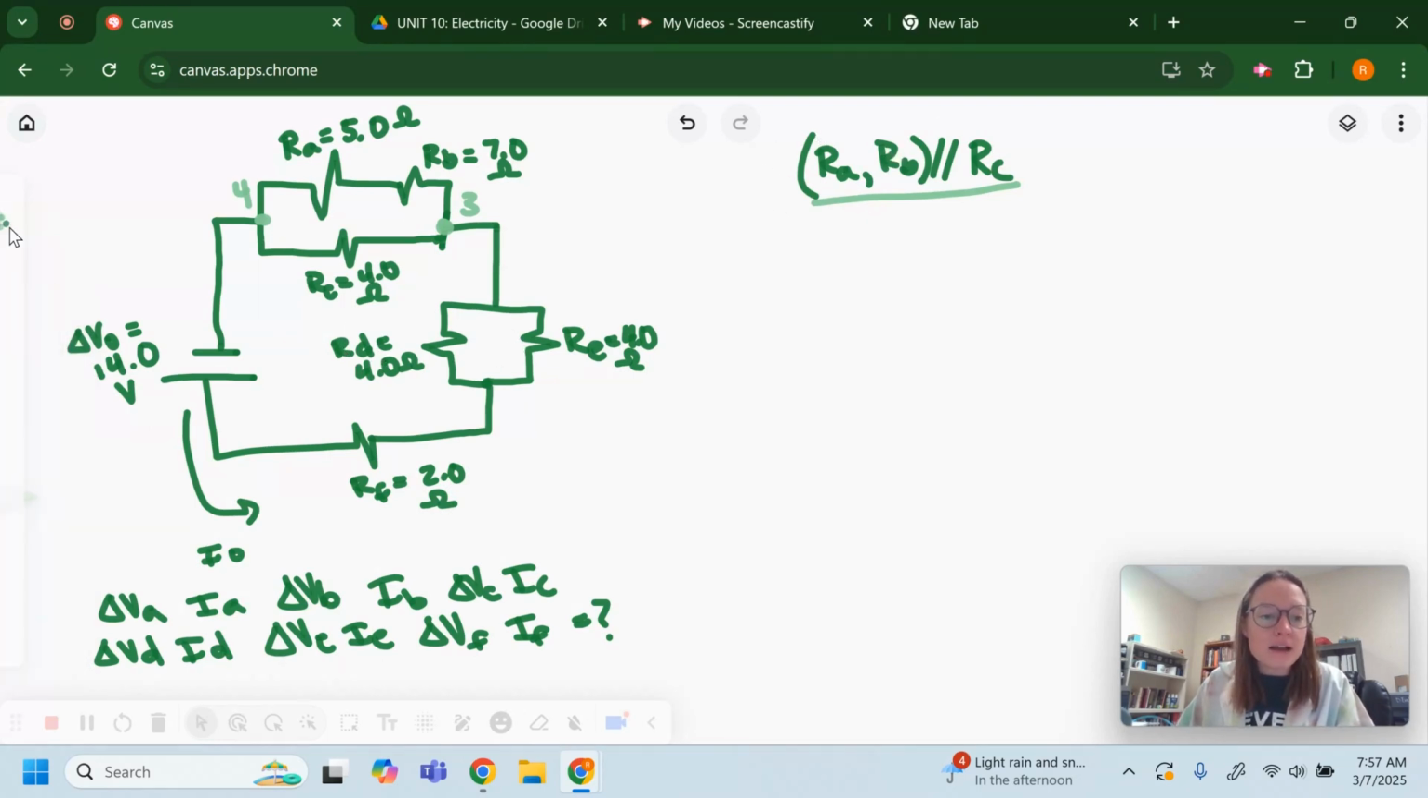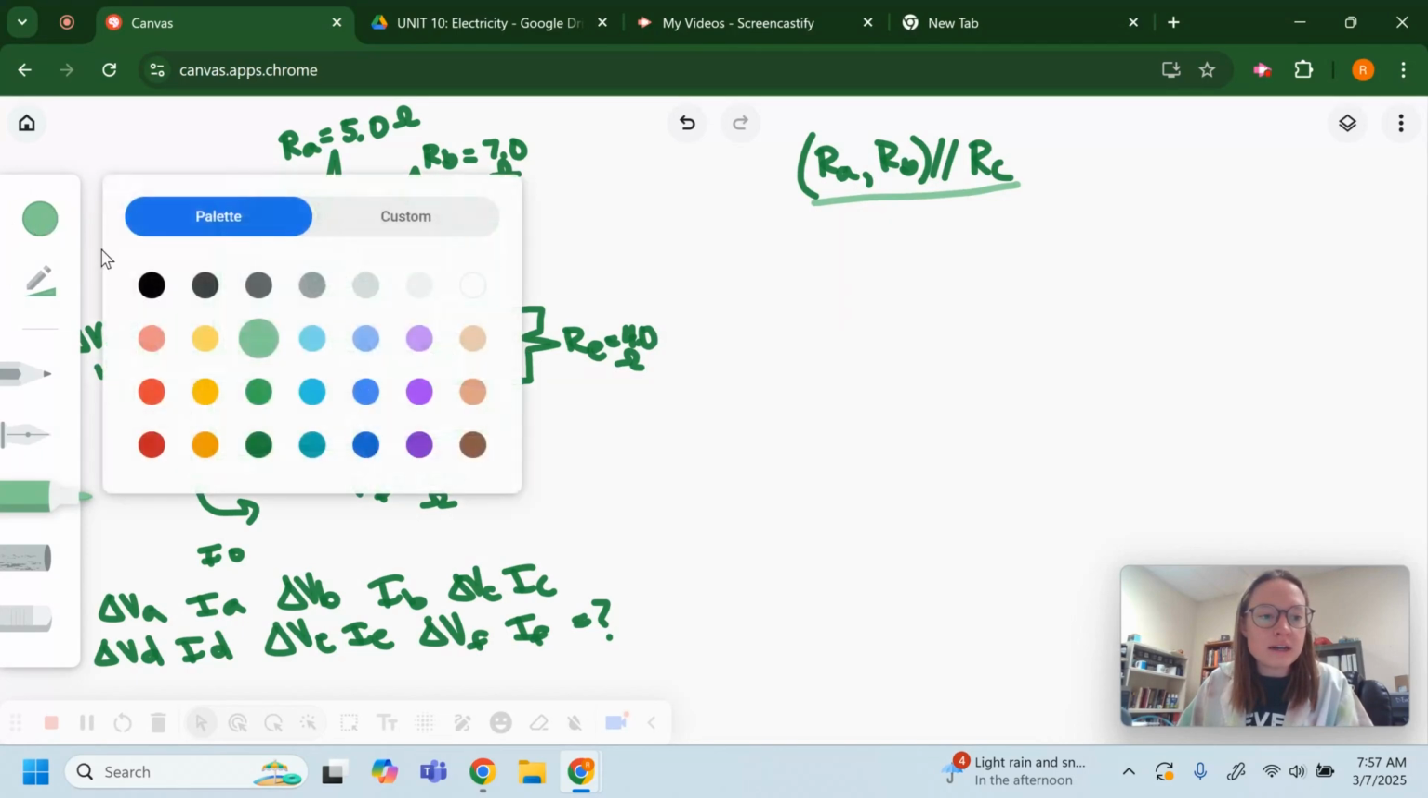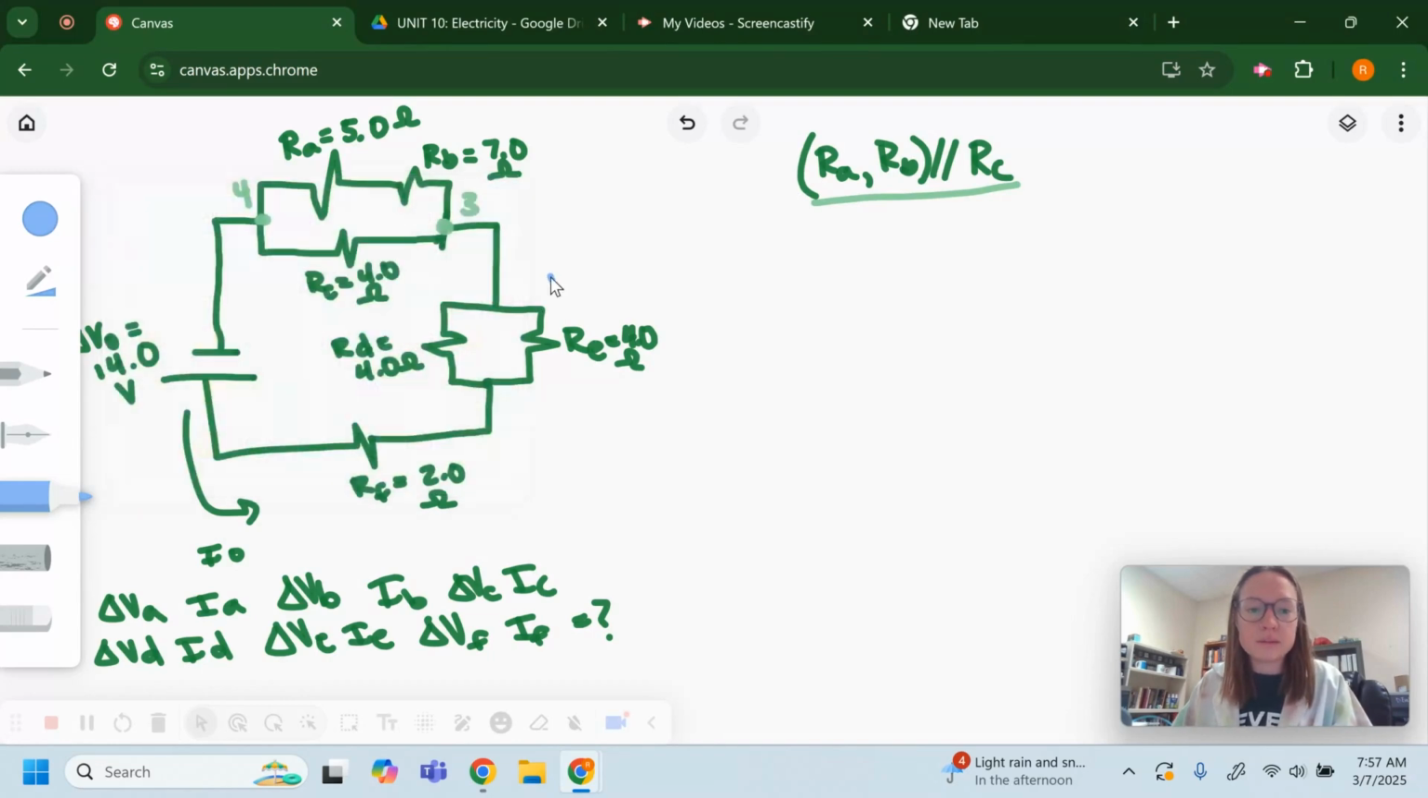Now I'm going to tackle this next little section here. I'm going to go with a light blue. Next, I'm going to tackle this little section that's between here and here. Here I have point 2 and here I have point 1.